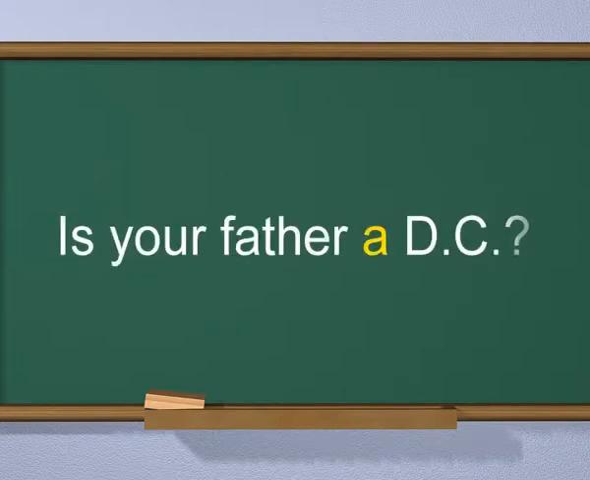Is your father a DC? Here we have used a. It is absolutely correct. D is a consonant and the sound initially is of a consonant. So, we have used a before DC.